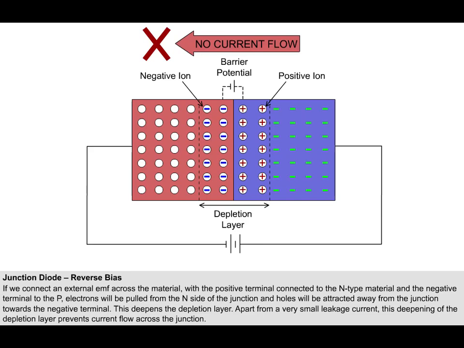Apart from a very small leakage current, this deepening of the depletion layer prevents current flow across the junction. The junction is said to be reverse biased.